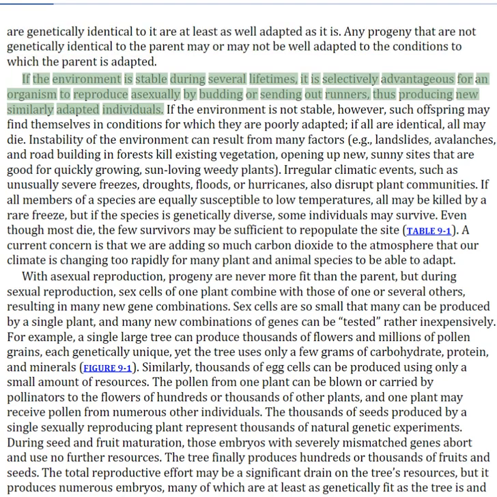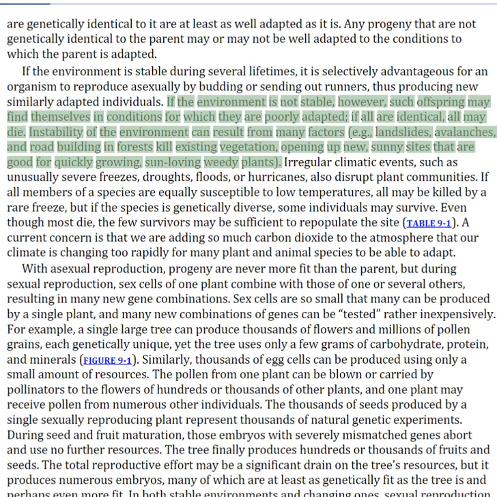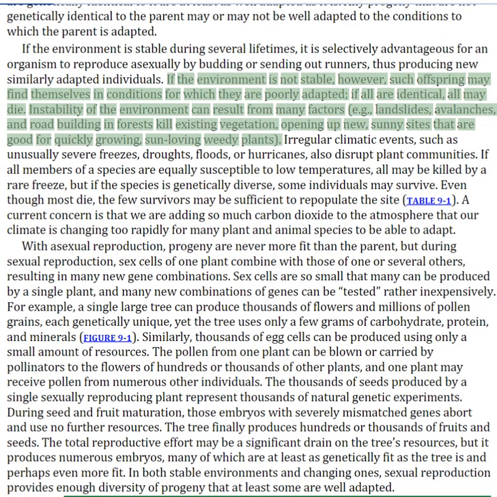If the environment is stable during several lifetimes, it is selectively advantageous for an organism to reproduce asexually by budding or sending out runners, thus producing new similarly adapted individuals. If the environment is not stable, however, such offspring may find themselves in conditions for which they are poorly adapted. If all are identical, all may die.